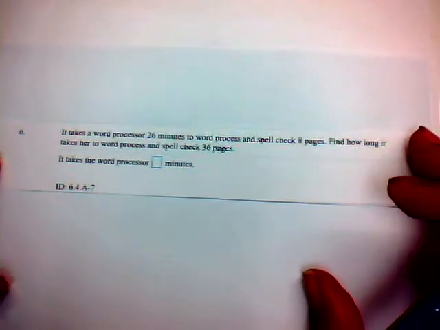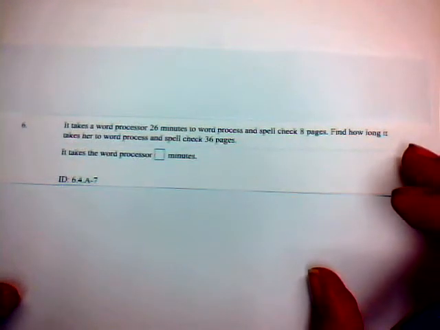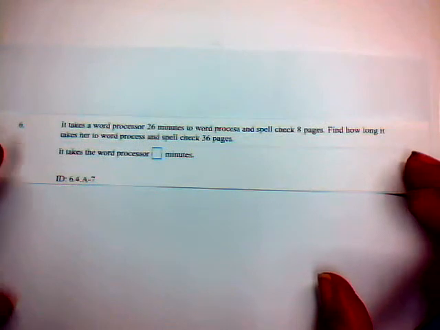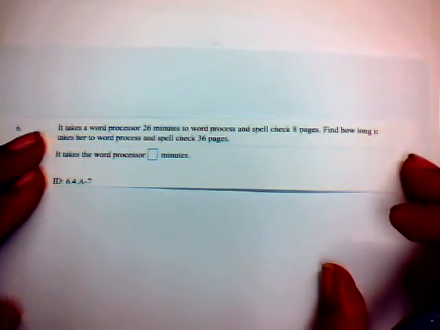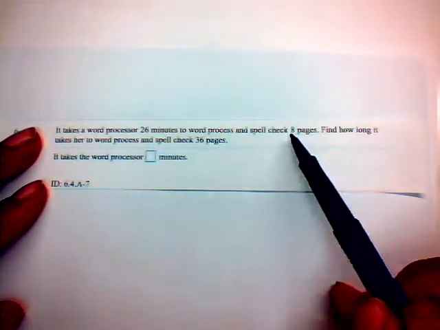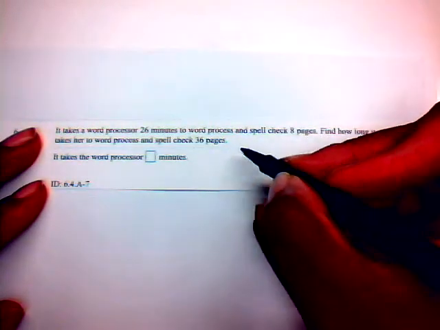Problem number 6. It takes a word processor 26 minutes to word process and spell check 8 pages. Find how long it takes her to word process and spell check 36 pages. Okay, so now the ratio can be from time to pages. I'm going to say 26/8.